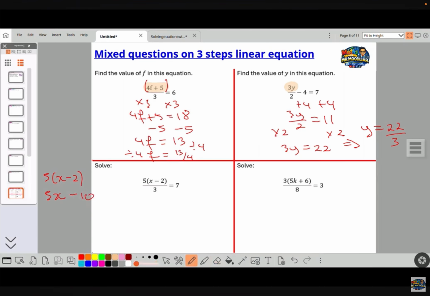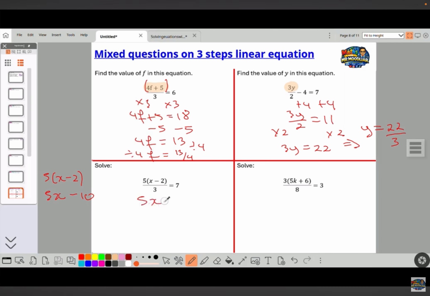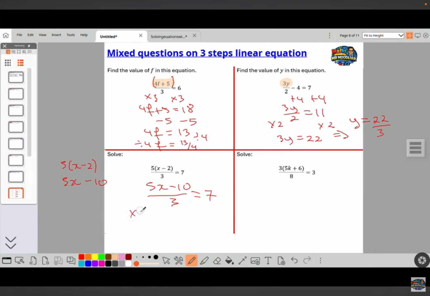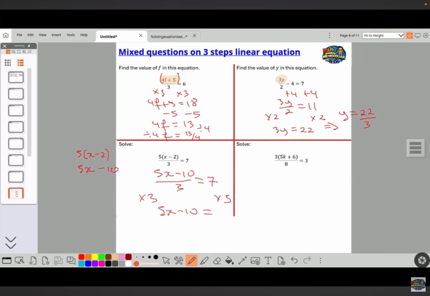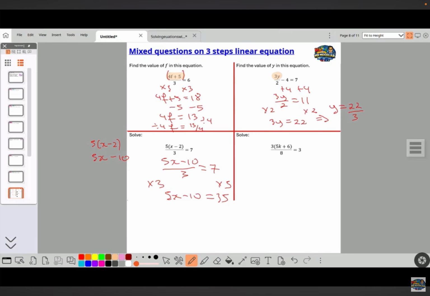Take away 10. Again, so my numerator would be 5x minus 10 divided by 3 is equal to 7. And from there, this is similar to the first equation that we have solved. So let me extend my page. Times it by 3, times it by 3. So we have 5x minus 10 is equal to 7 times 5, that would give you 35. From there, it's our two-step solving linear equation. So plus 10 both sides, plus 10 both sides. So we have 5x is equal to 45.